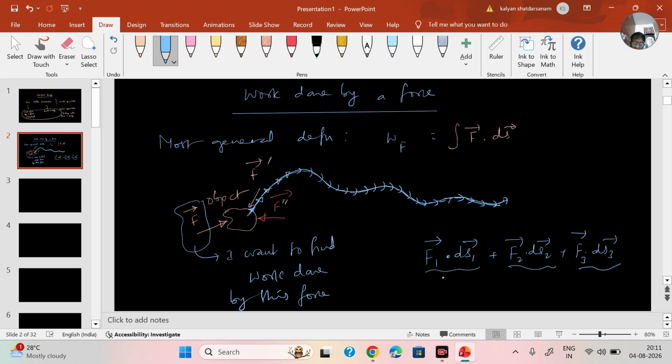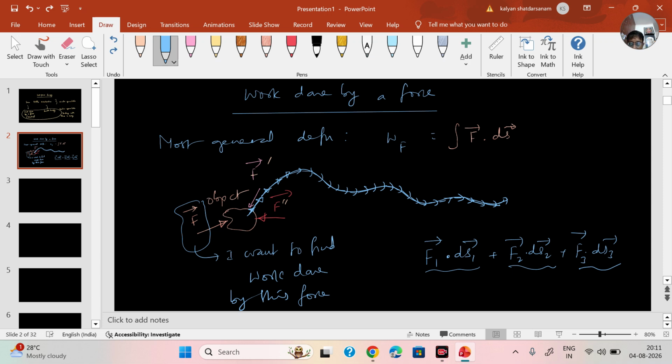So adding them would take the form of an integral. So the definition is work done by a force. General definition is integral F dot ds. Why am I doing a dot product with ds? What is the reason? I cannot justify it, because if we do that, we get a quantity and I am calling that work done by the force.